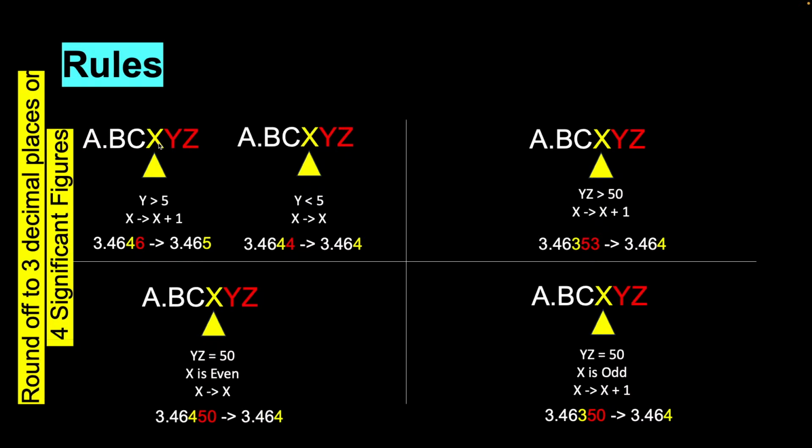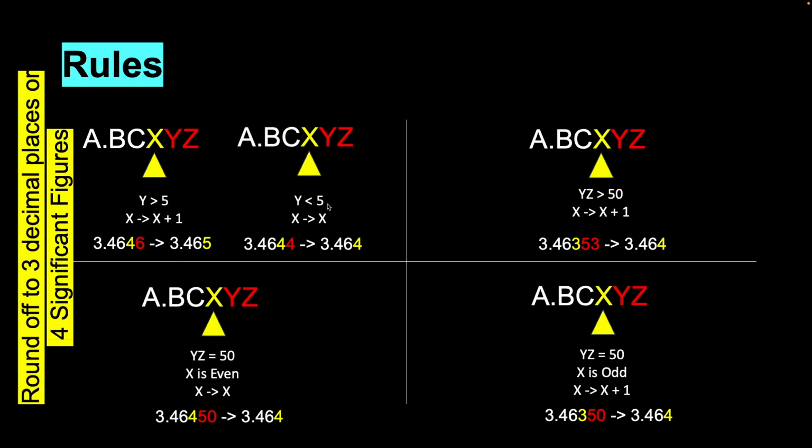if on the immediate right of this letter x, that is y, if y is greater than 5, then x has to be increased by 1. Like in the example 3.4646, we see that the number immediate right to the cutoff digit 4 is 6, and it is greater than 5, then the number will convert to 3.465.